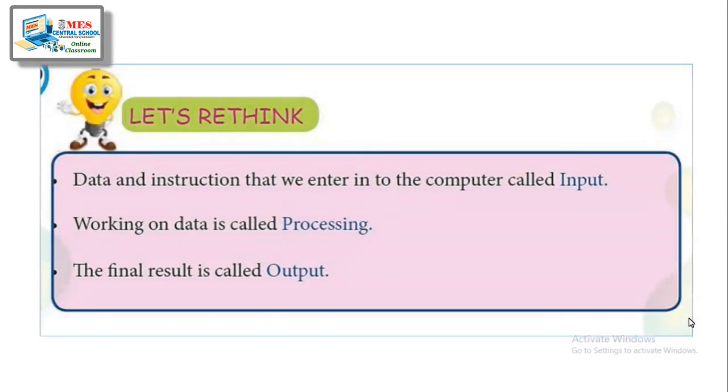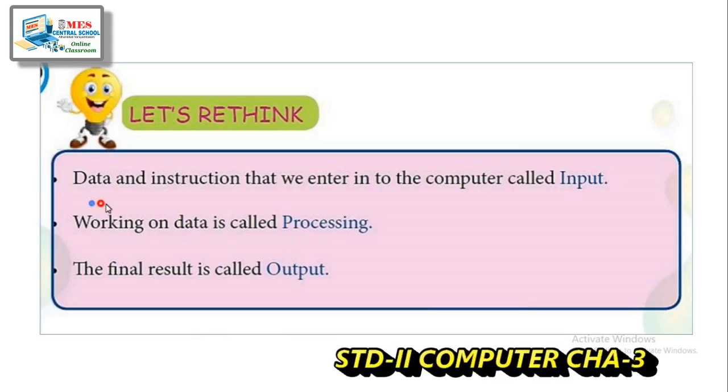So, what we studied in this chapter: the data and instructions that we enter into the computer are called input. Working on data is called processing. The final result is called output. Examples of input devices are the keyboard and mouse. Processing is done by the brain of the computer, that is the CPU. Output, the final result, we get on the monitor. Monitor and printer are examples of output devices.